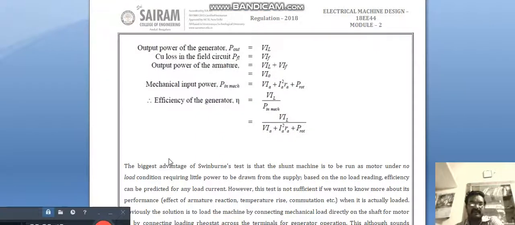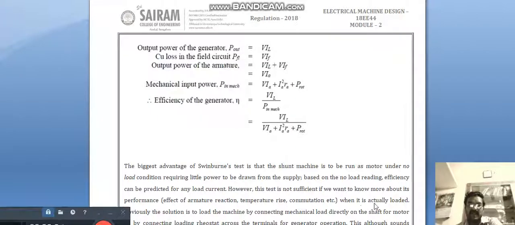The biggest advantage of the Swinburne test is that the shunt machine is run as a motor under no load condition, requiring little power to be drawn from the supply. Based on the no load readings, the efficiency can be determined for any load current. Swinburne test, the no load test. However, this test is not sufficient if we want to know more about performance, such as the effect of armature reaction and temperature rise. These things will not be considered in the Swinburne test.